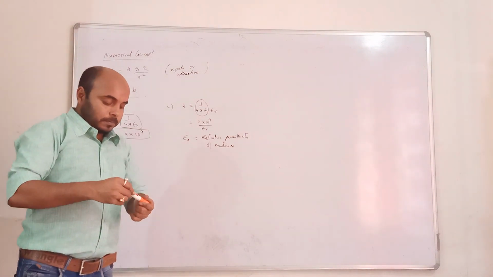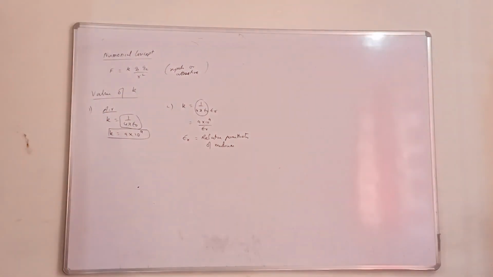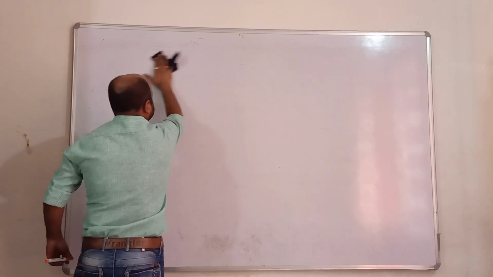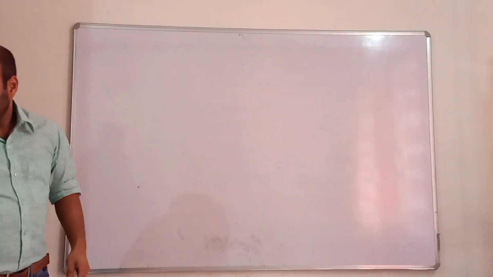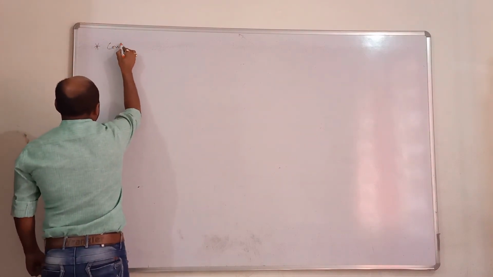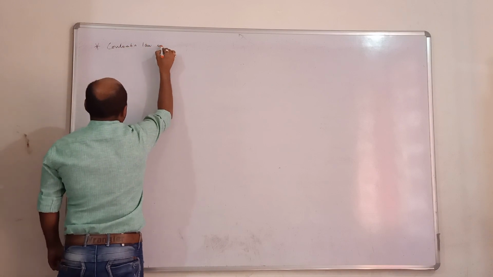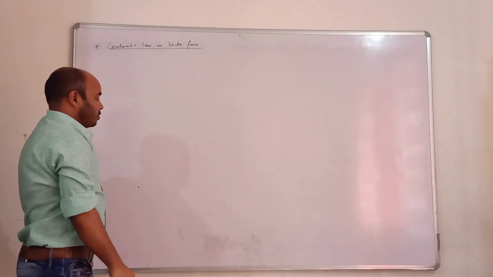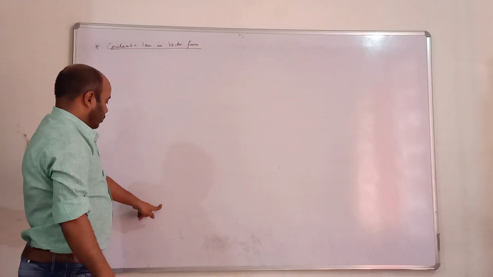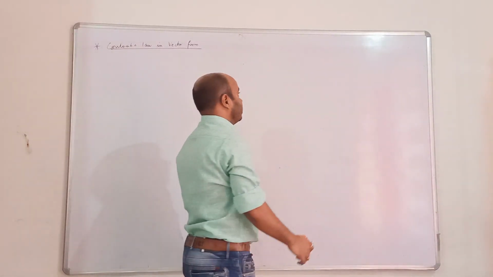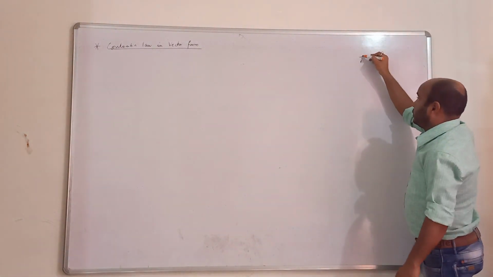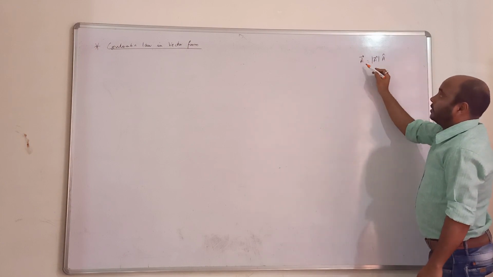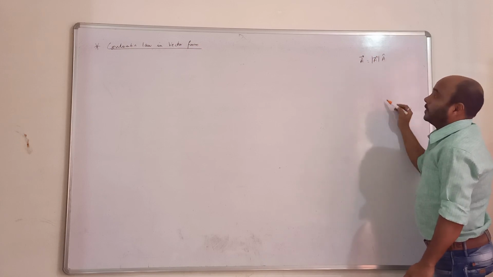Done, class. Now we'll go for Coulomb's law in vector form. How to write Coulomb's law in vector form? To understand it, we must know the concept we studied in class 11, chapter vectors. If we have to write any vector, how do we write it? Magnitude of the vector and unit vector. Any vector A is written as first its magnitude into its unit vector, right?